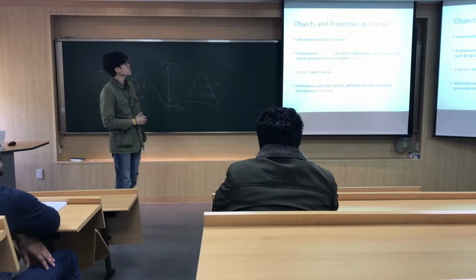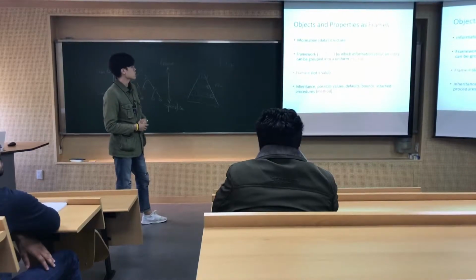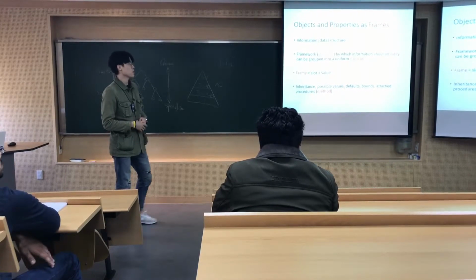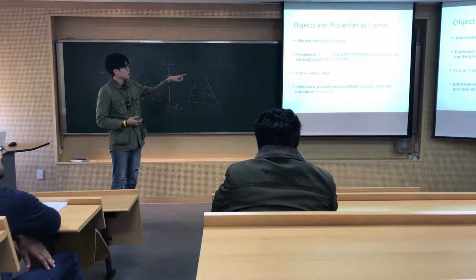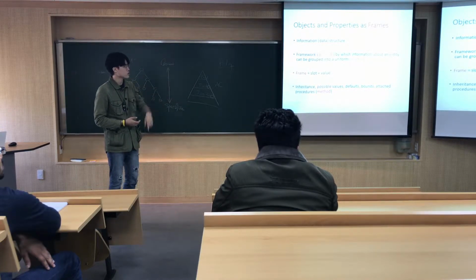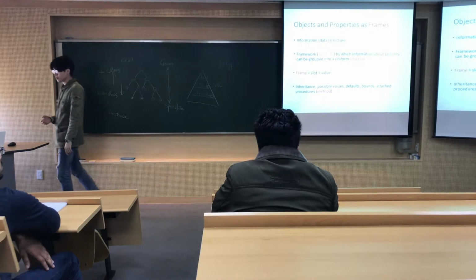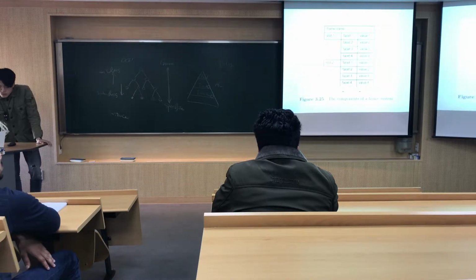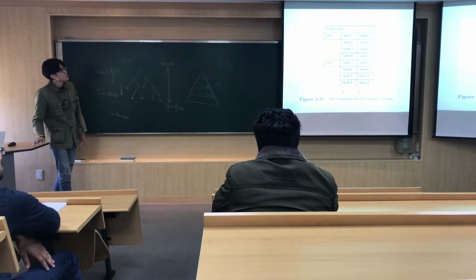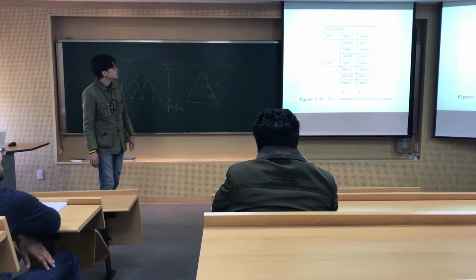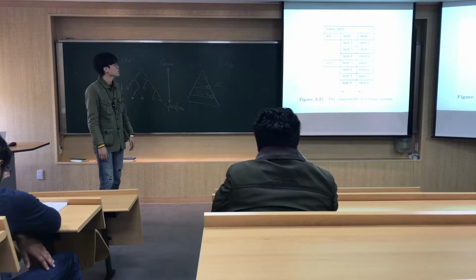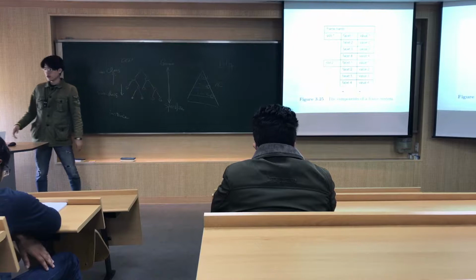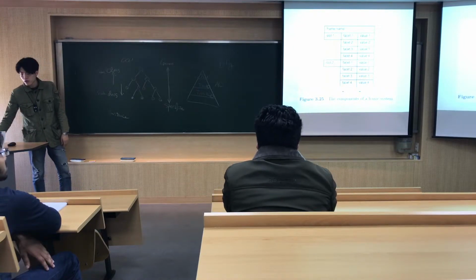Objects and properties as frames. It's an information structure and a framework by which information about an entity can be grouped together. And a frame consists of slots and values. I will explain it later. So you can represent the information structure as a frame. There is a slot, offset, and value. You will see this type of table in the later part.